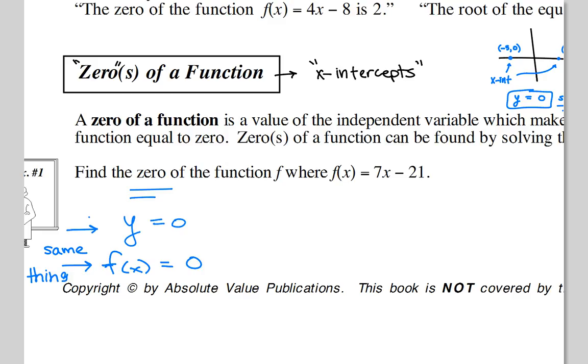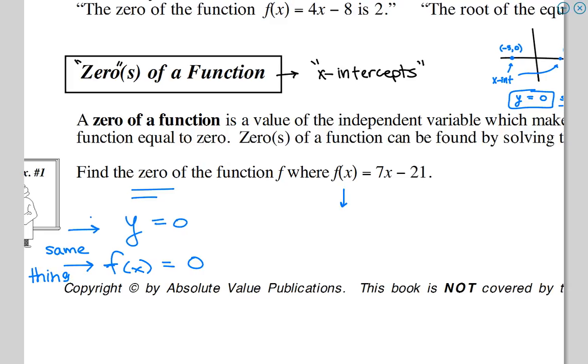So over on the right-hand side, we can change the f of x, or in other words the y, to 0. And then we solve for which x makes that happen. And obviously this is 3, right? What's 7 times 3? 21, and 21 minus 21 is 0. So clearly this is 3. If you need to prove it with algebra, move the 21 over and divide by 7.